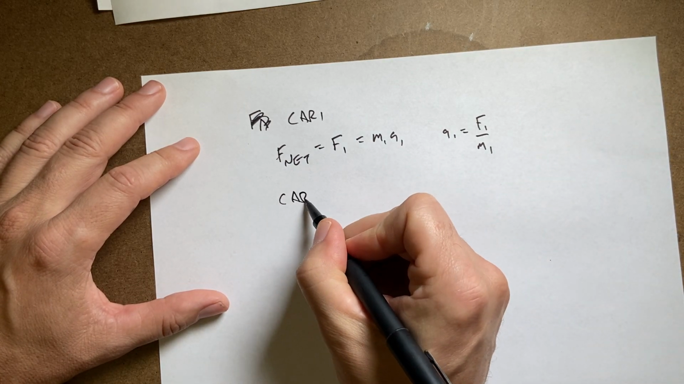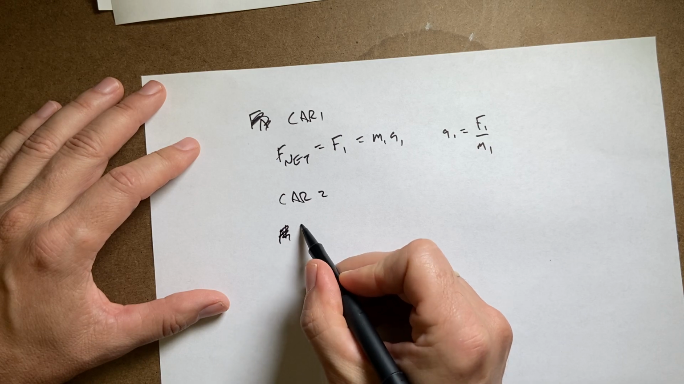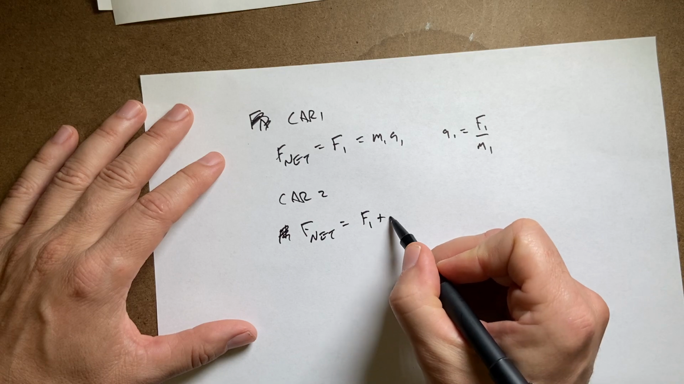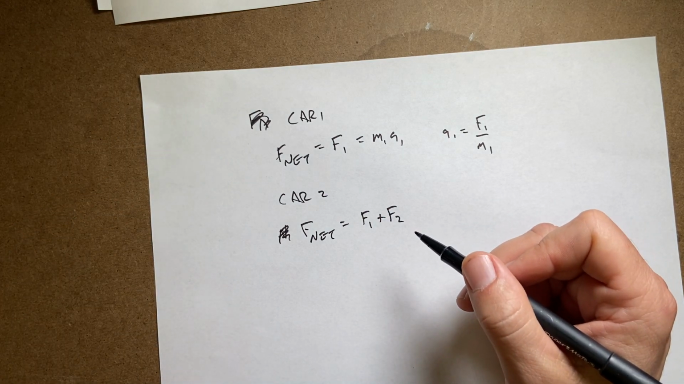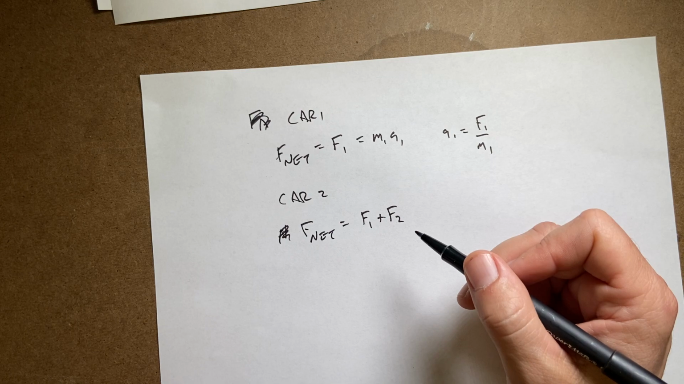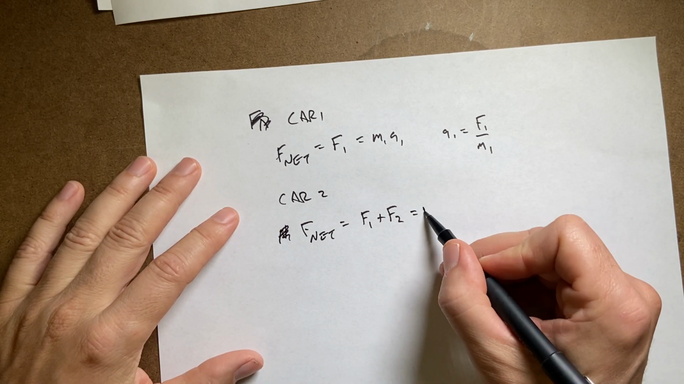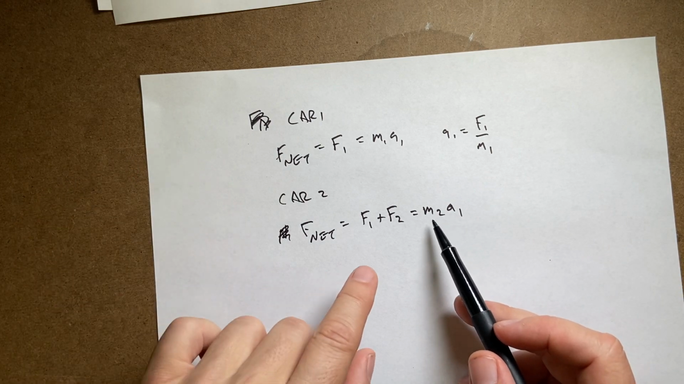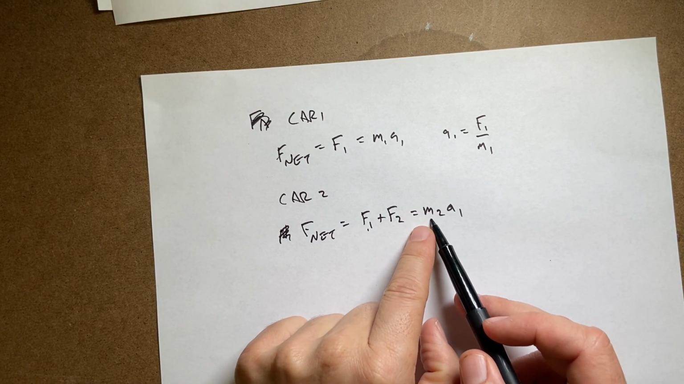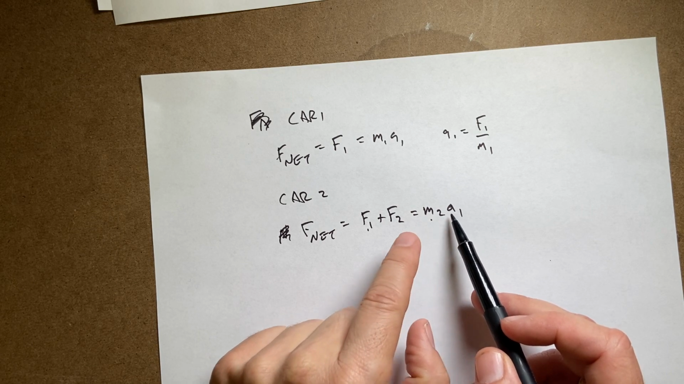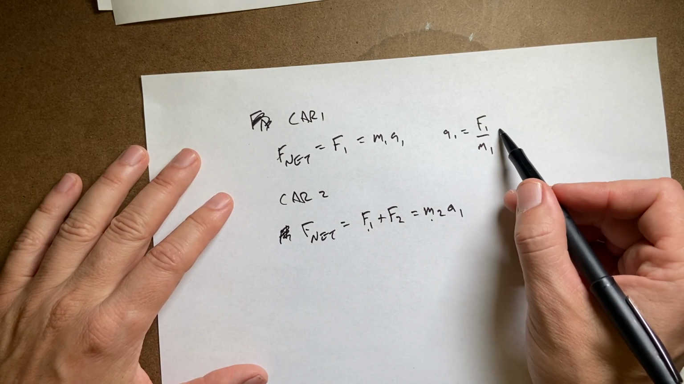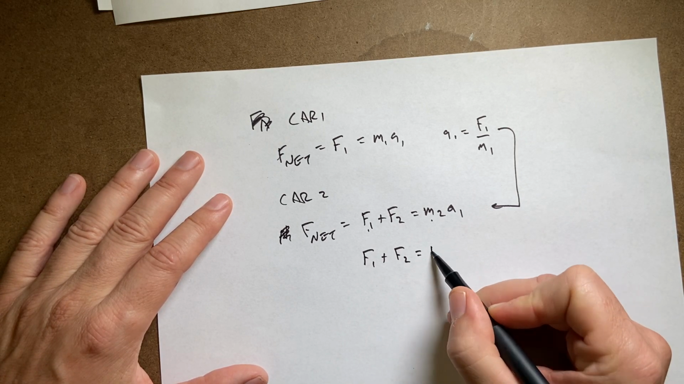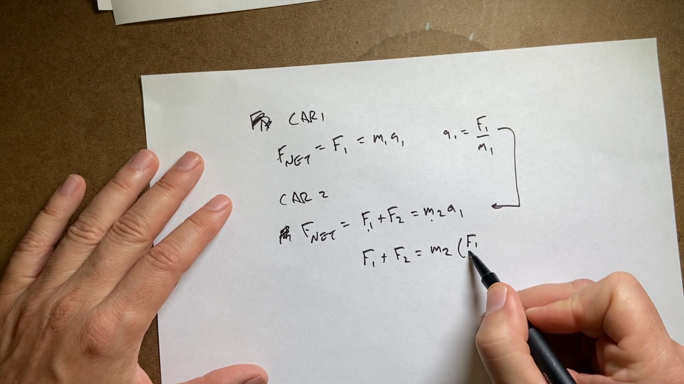Now for car 2, F net is going to be, there are two forces, F1 plus F2, equals M2 A1. I want to have the exact same acceleration. So I know the value of F1, I know the value of M2, and I know the value of A1. I want to solve for F2. So let's put in A1 here. I get F1 plus F2 equals M2 times F1 over M1.